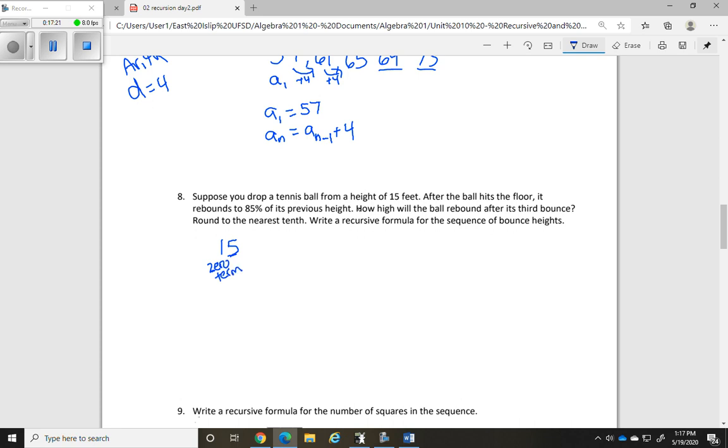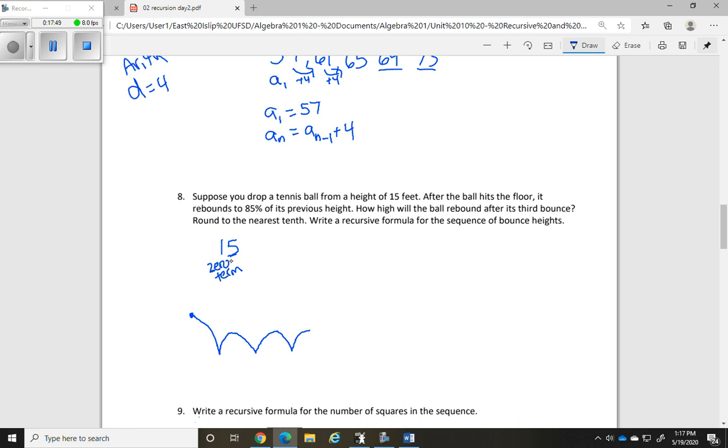Right, because they're saying that after the ball hits the floor, it rebounds to 85% of its previous height. So if this is where it starts, here's 1 bounce and it comes up. Here's 2 bounce and it comes up. And here's 3 bounce and it comes up. So we have to be really careful. This is the 0 term.